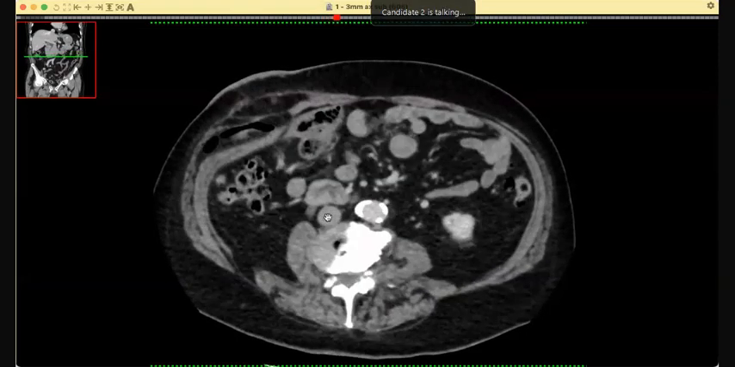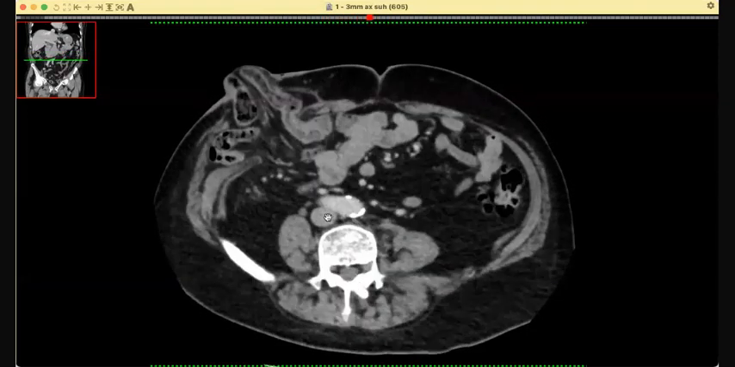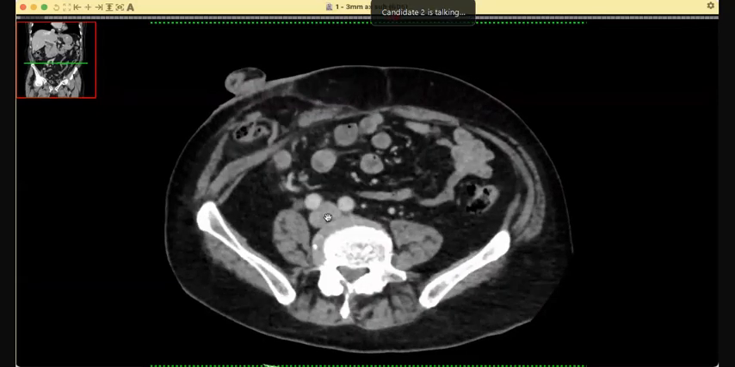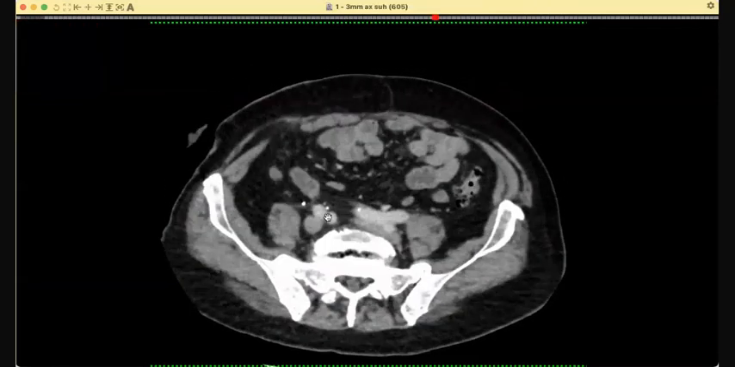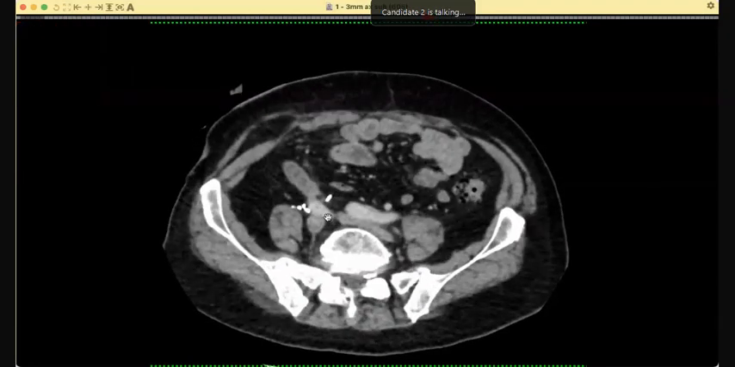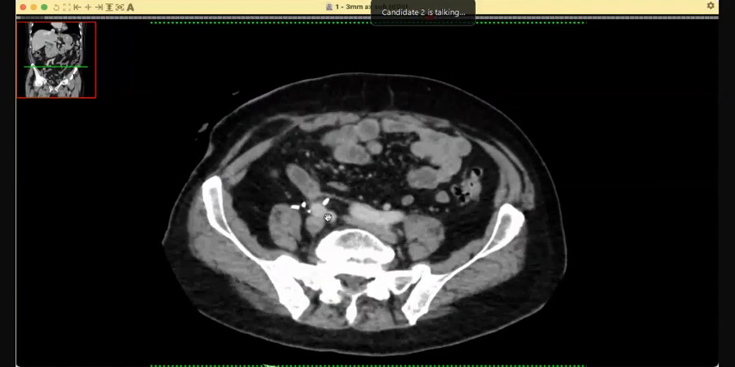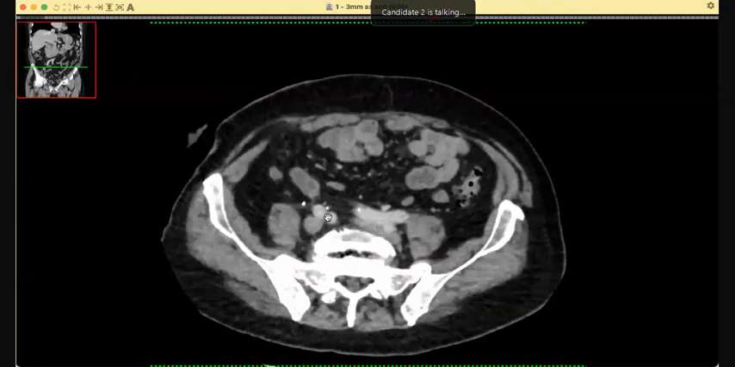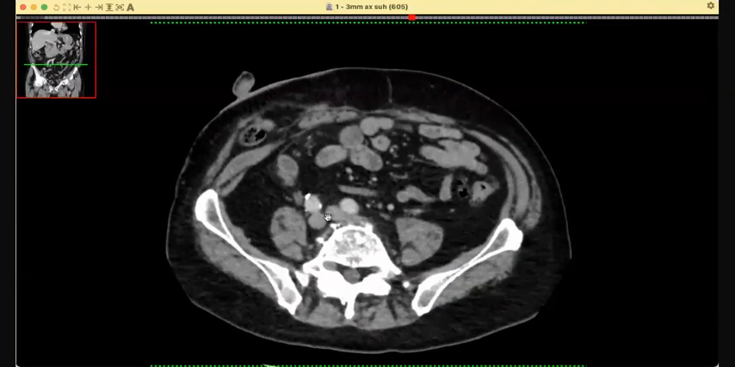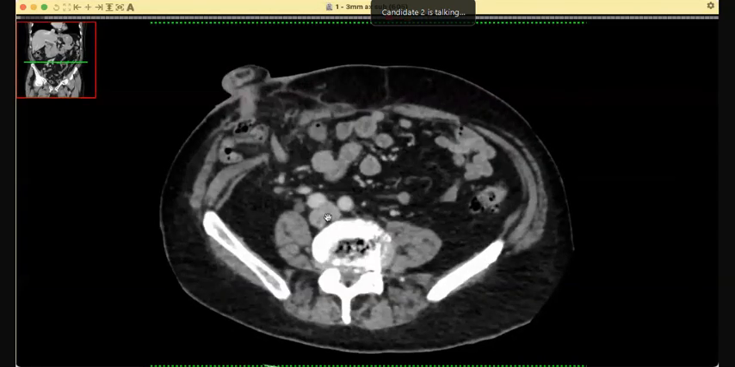In the lower abdomen, the ureter appeared to deviate towards the right. Towards the right, so what has happened?